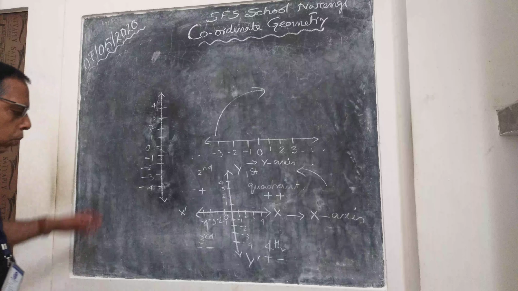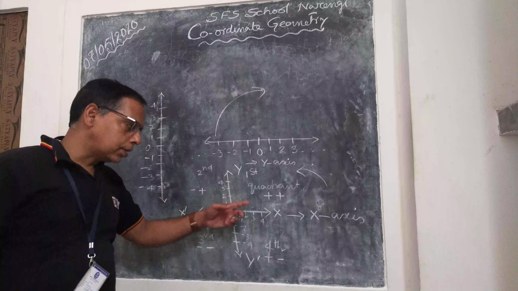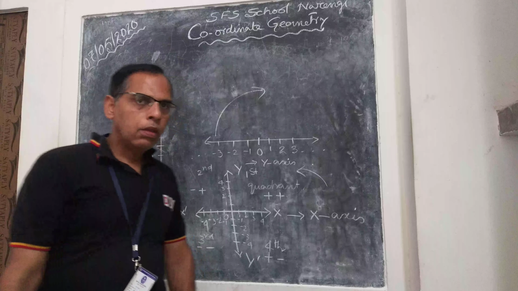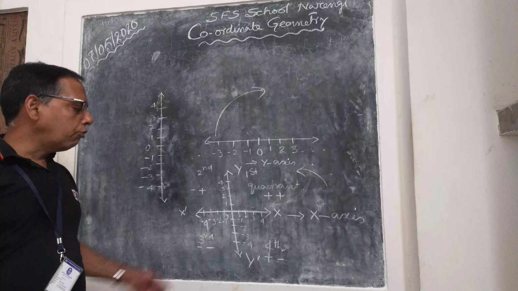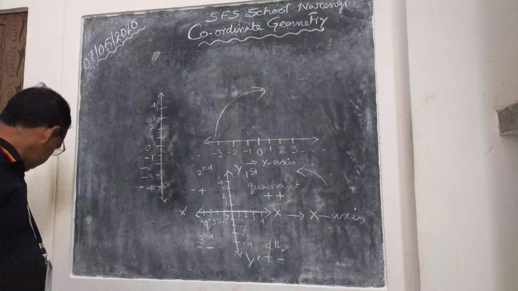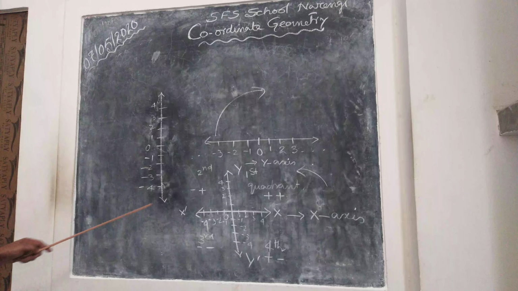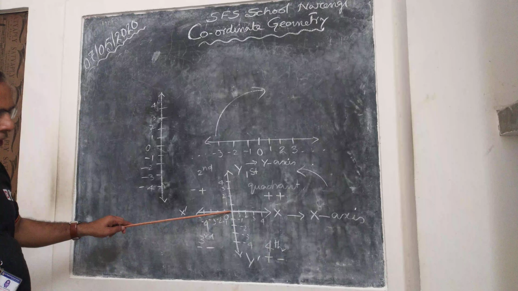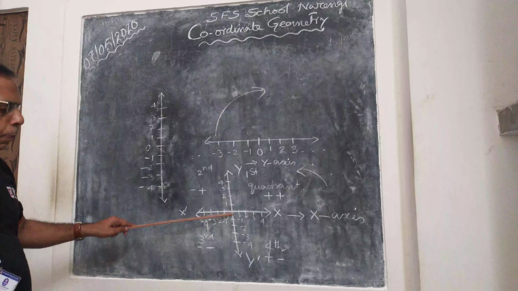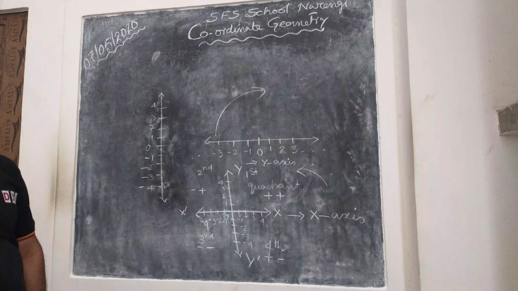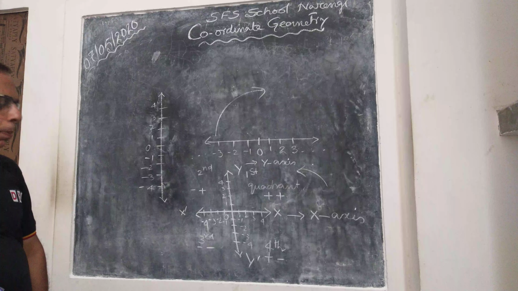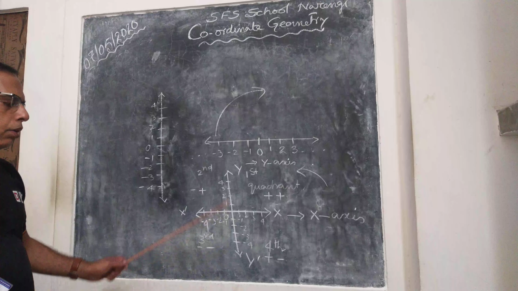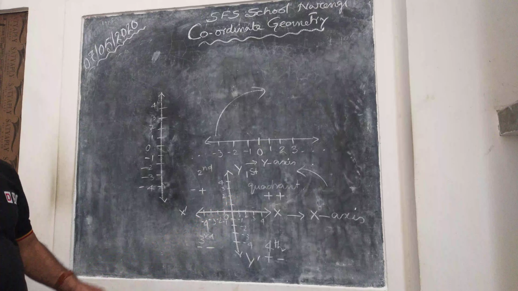Y dash is known as the y-axis, and x dash is known as the x-axis. Now, the point of intersection of the two axes: the horizontal line and the vertical line intersect each other at a point. That point of intersection is known as the origin of the two axes.